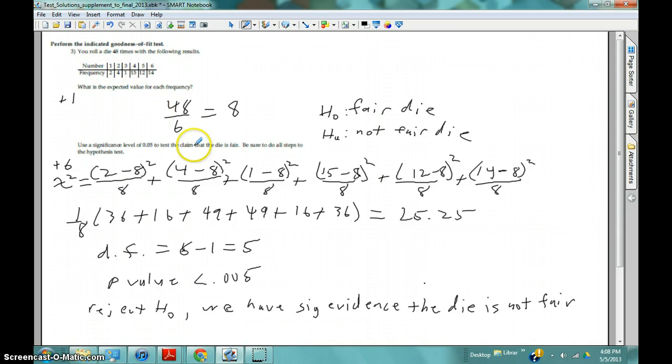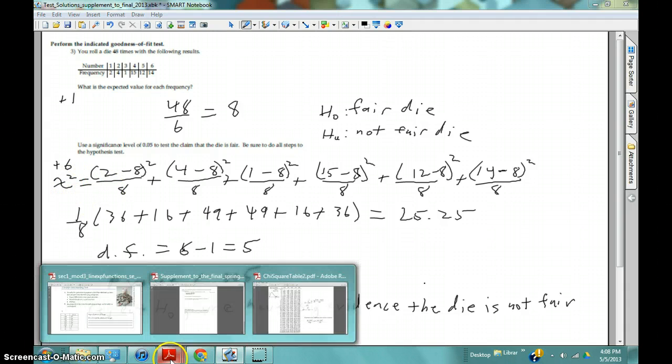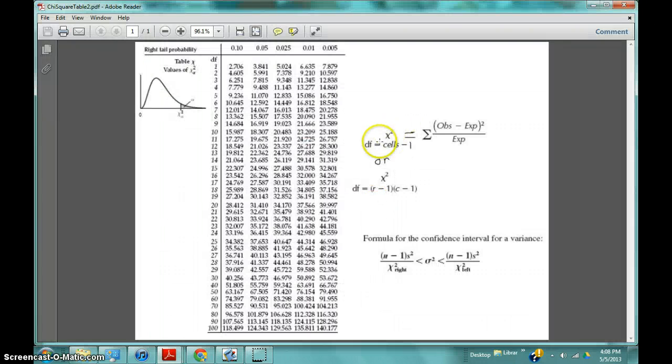So the hypothesis test, null and alternative. Your null is that it's a fair die. Your alternative is that it's not. And we use a chi-squared test here. If you look at your formula sheet for this, it's right here: observed minus expected, you square that difference, divide by expected, and you add them all up.